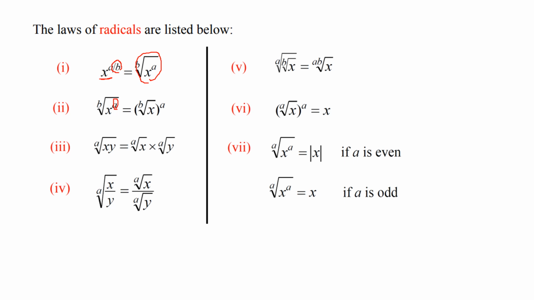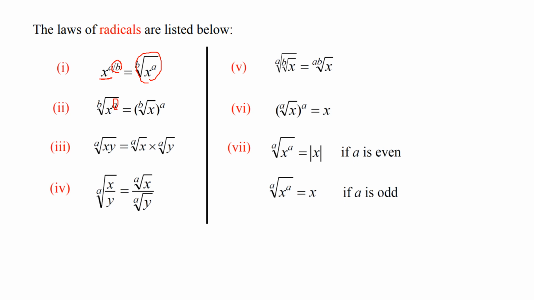Then a-th root of xy we can keep as a-th root of x times a-th root of y. Then a-th root of x over y will be a-th root of x divided by a-th root of y. The root we can apply for numerator and denominator. And if you have two numbers on the root, it becomes a times b root of x.